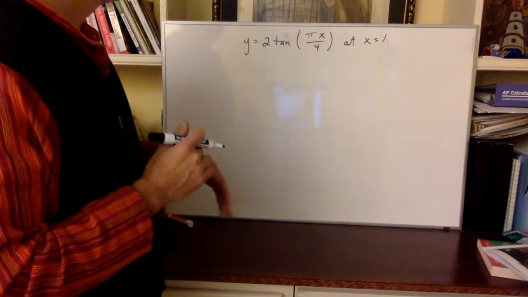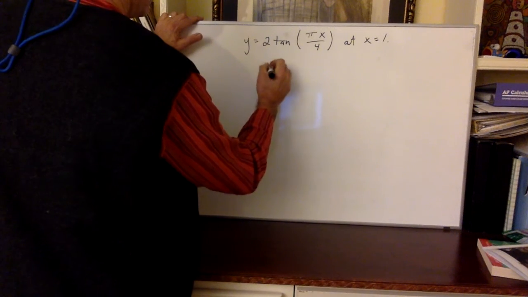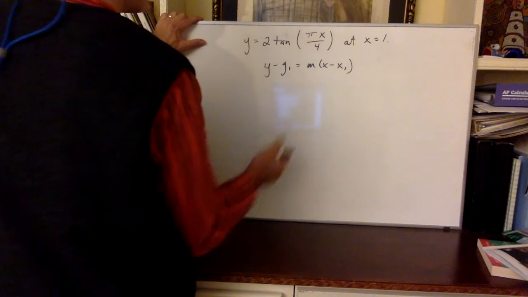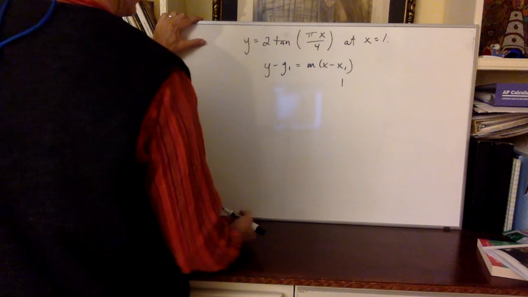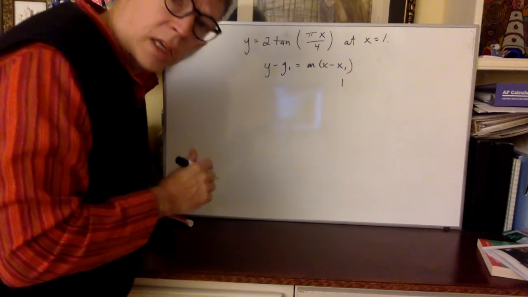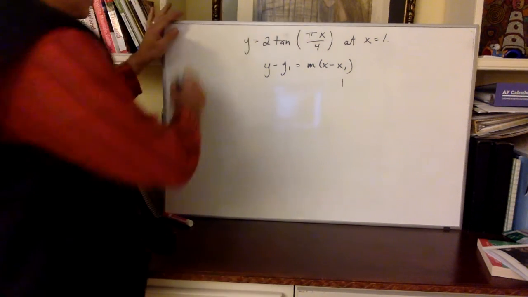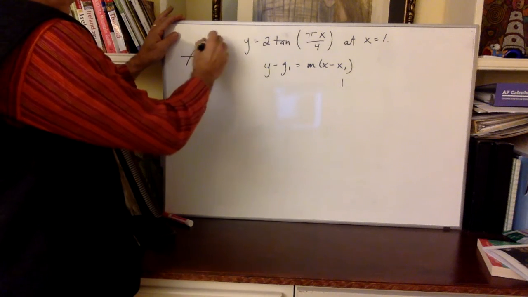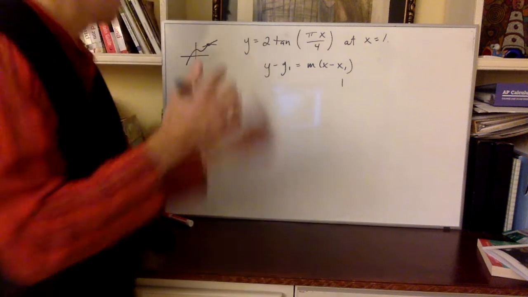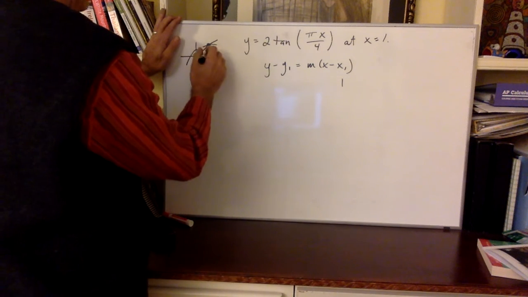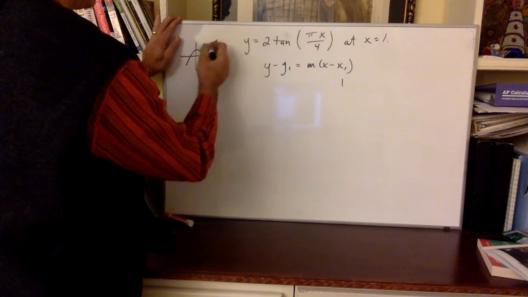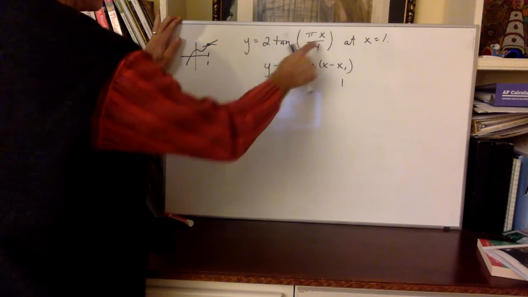Okay, so I got to do point slope form. Y minus y1 equals m times x minus x1. But I know my x is 1. And I can figure out what the y is because the line and the curve are going to share the same point, okay? So if this is at 1, I can figure out the y-coordinate of the line by just figuring out the y-coordinate of the curve. So in other words, put a 1 in there.